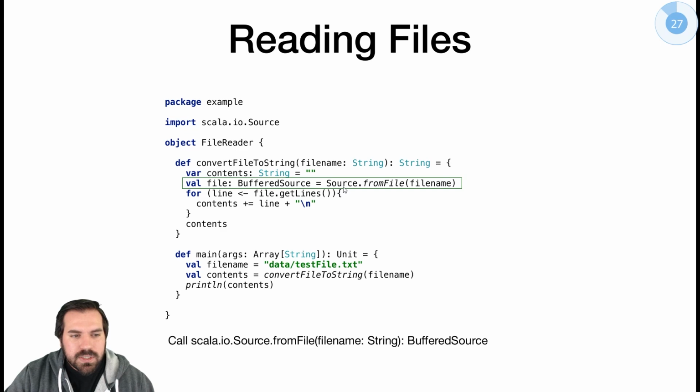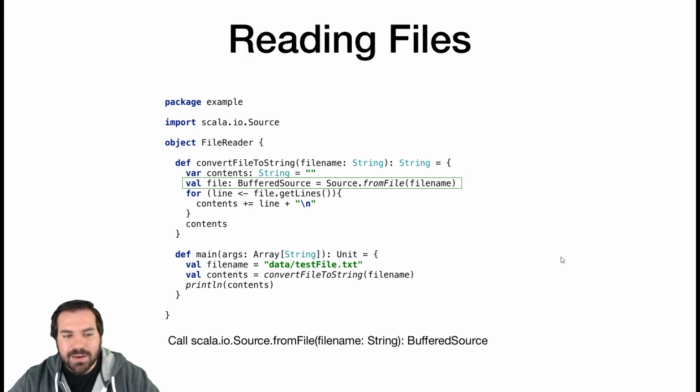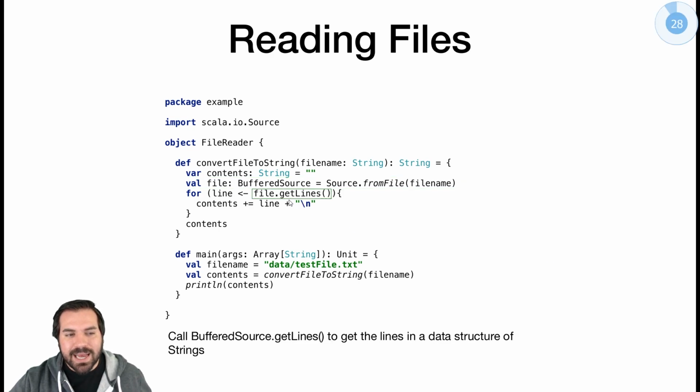To use the source object, it has a method named fromFile, which takes a name of a file as a string and returns a buffered source with the contents of that file. And this is the majority of our file I/O in Scala. Source.fromFile opens the file with that file name and gives us a buffered source that we can iterate over by using .getLines.